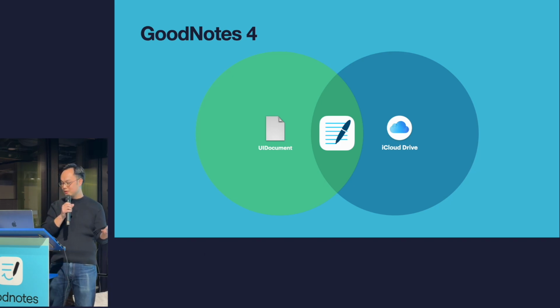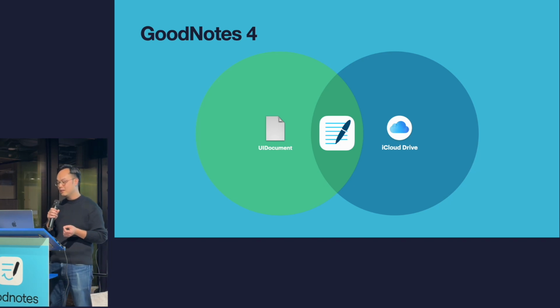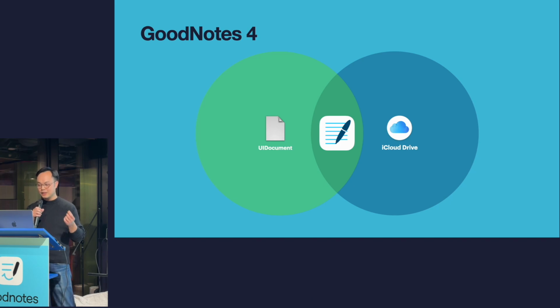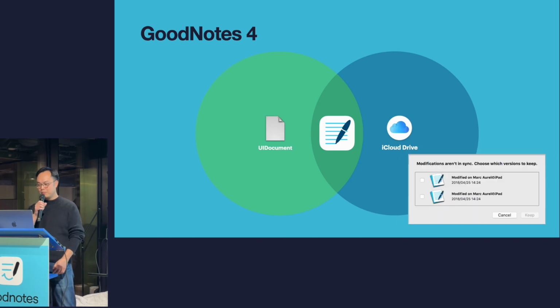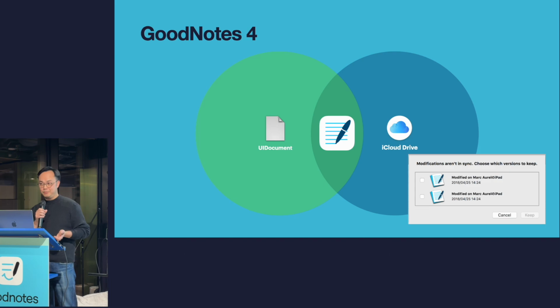So Goodnotes 4 was a UIDocument-based app that supports sync via iCloud Drive. It doesn't give us much control over how data is synced or how conflicts are resolved. So when multiple devices edit the same document, we had to ask our user which version they want to keep. This was a huge blocker to provide a seamless collaboration experience for our users, not to mention real-time collaboration.